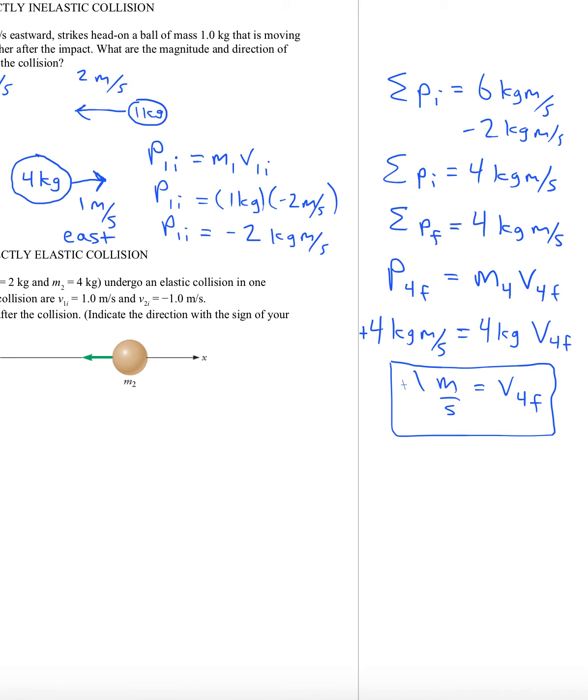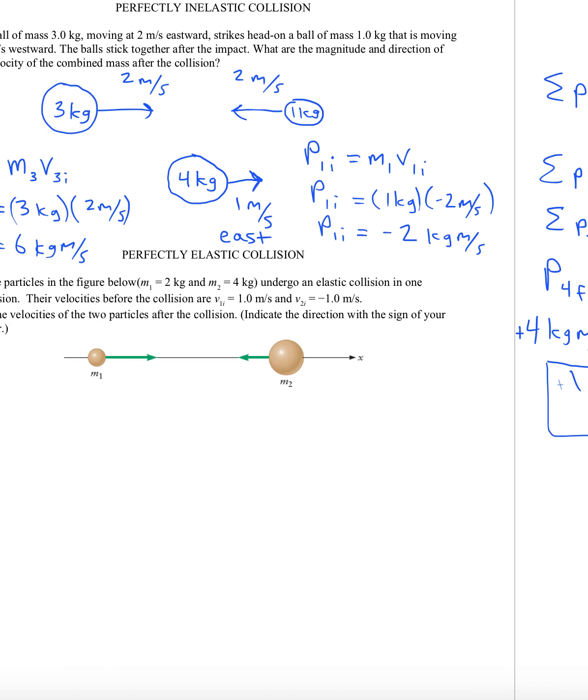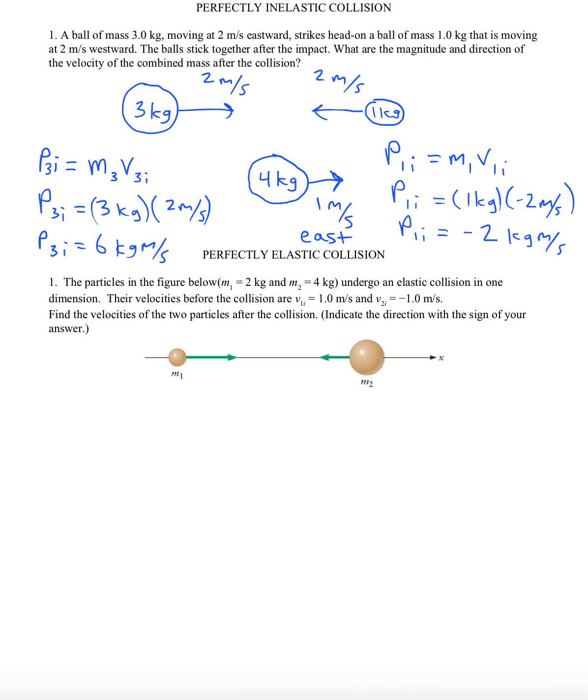Now, one thing that's interesting here is notice that the objects didn't lose all their kinetic energy. It's actually not required for them to lose all the kinetic energy, but they do have to lose as much as possible in a perfectly inelastic collision. So if we were to quickly find the kinetic energies at the beginning and at the end, we could see the change.